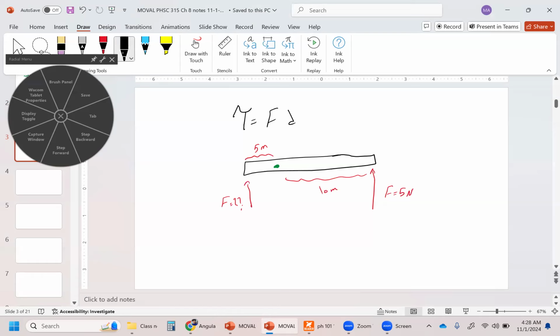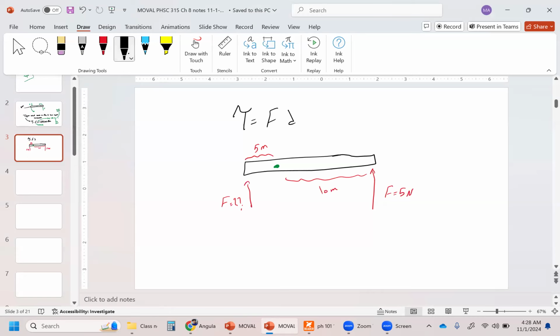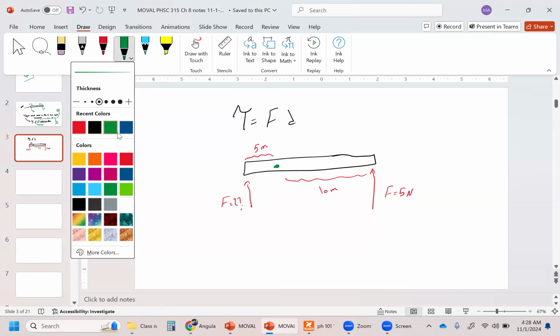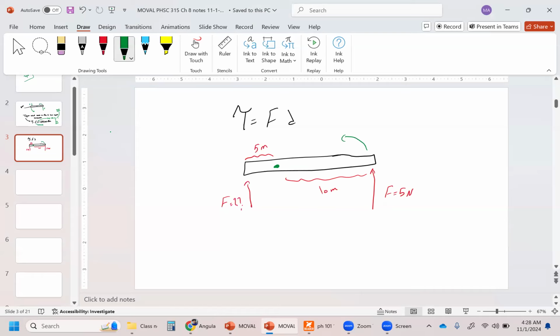So you've got a force going on here. Obviously that means this will rotate this way, which is going to be counterclockwise. And this force is going to be about 10 meters from the pivot, where the other force that we're putting in is 5 meters. We need to find out how much the other force is.